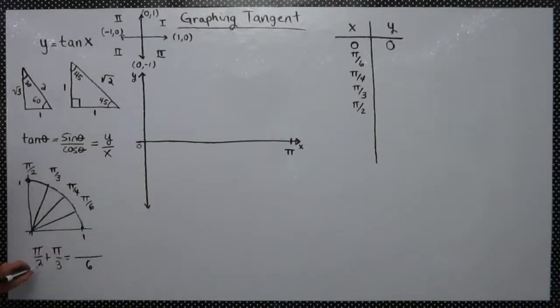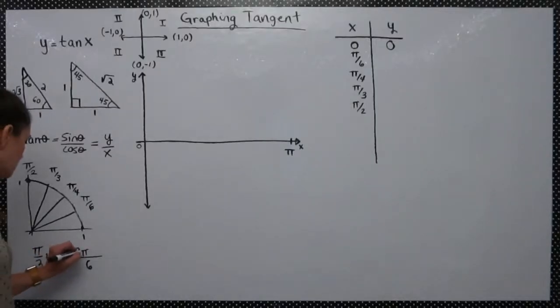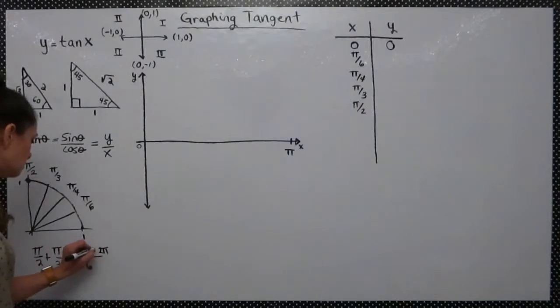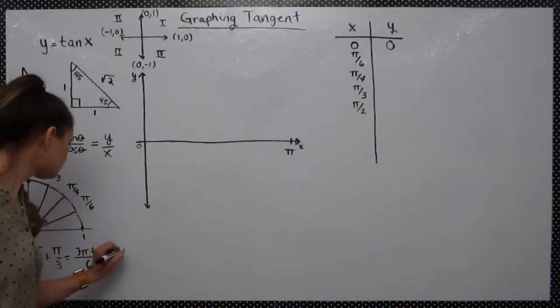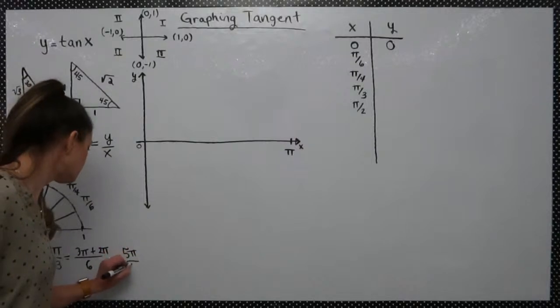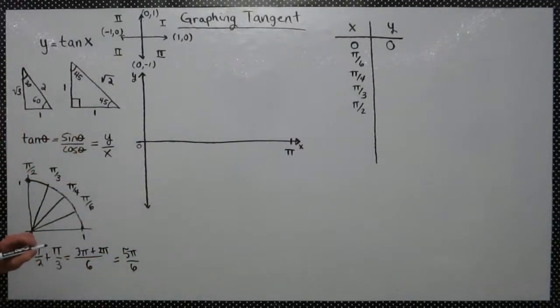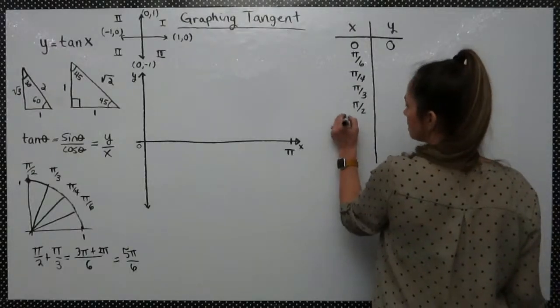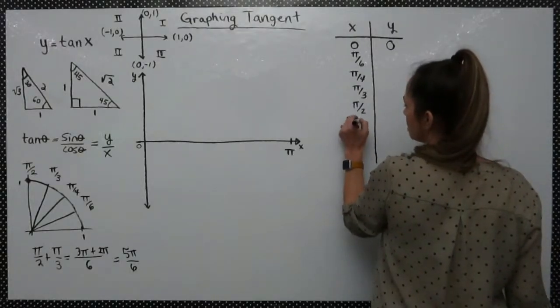Right. So when you're adding fractions, get a common denominator. 2 goes into 6 3 times, so we have 3 pi. And then 3 goes into 6 2 times. That's 2 pi. So that's going to give me 5 pi over 6. And that's going to be my 60 in quadrant 2. So I think the next value is going to be 5 pi over 6.